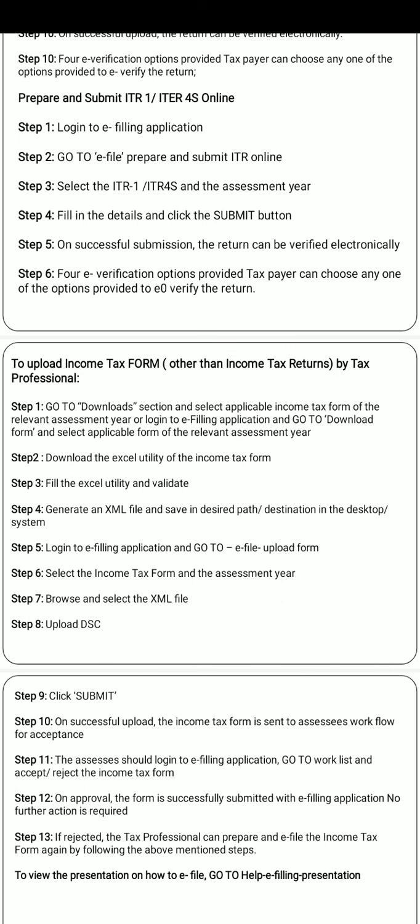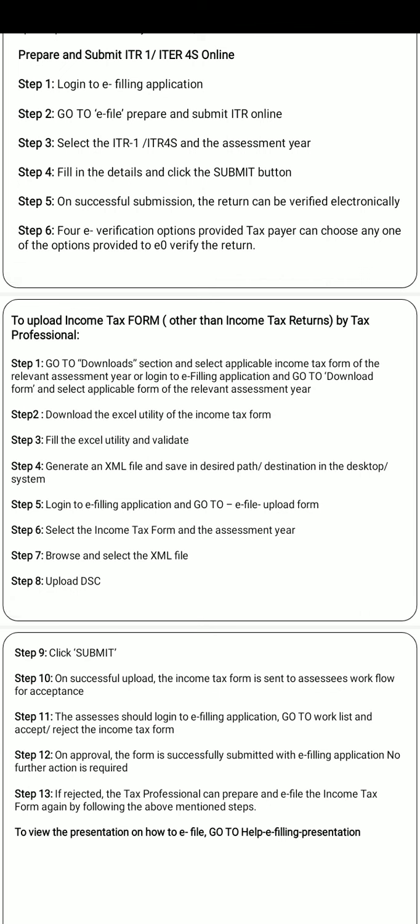Then step 11, the CPC should log into the e-filing application, go to the work list and accept or reject the income tax form sent to it. It is up to the CPC whether to accept or reject. In step 12, on approval, the form is successfully submitted with the e-filing application, and no further action is required.